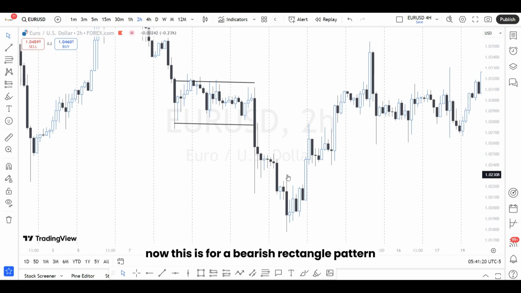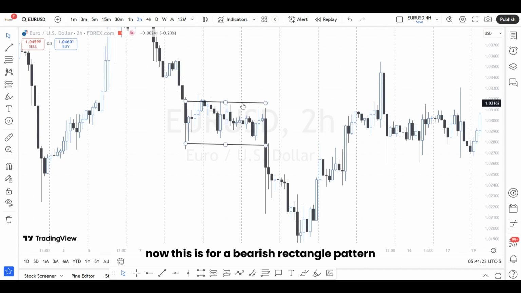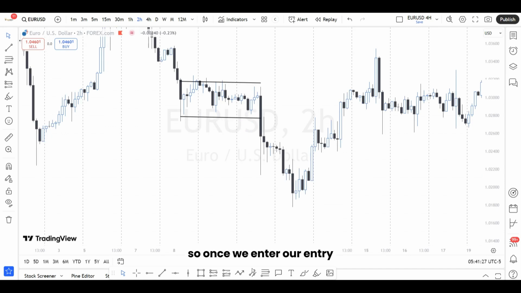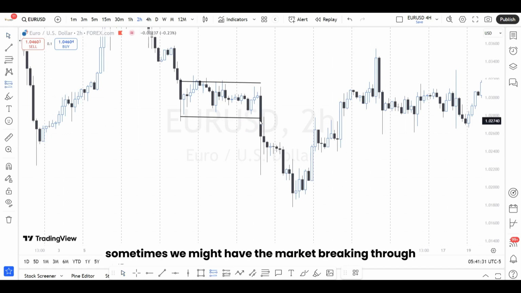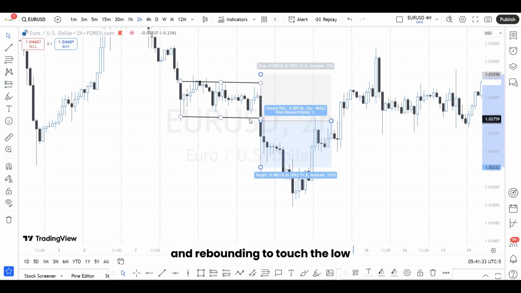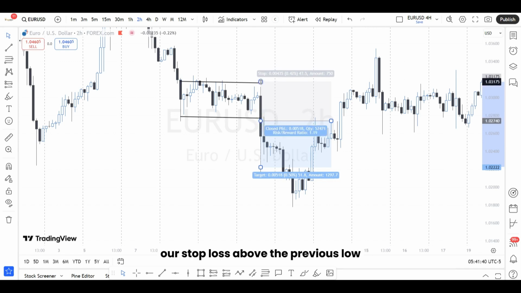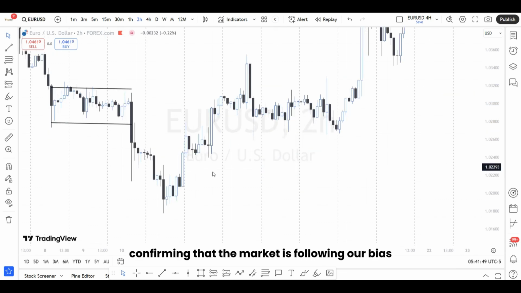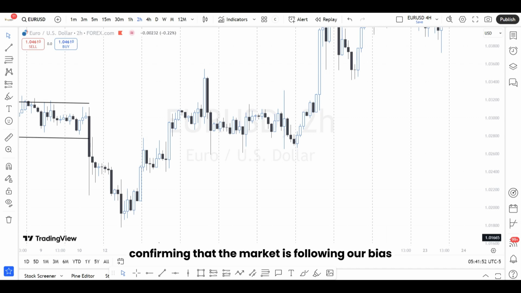Now this is for a bearish rectangle pattern. So we want to enter our entry as the market begins to break through. Sometimes we might have the market breaking through and rebounding to touch the low or the previous support turn resistance. Our stop loss above the previous low, our take profit just within the length of this, and we have about a 1:1 risk to reward, which is a very good trade, confirming that the market is following our bias.